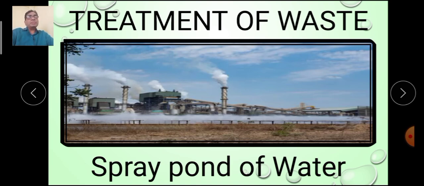This is a spray pond of water. Here, a number of sugar factories are doing this process. Here, hot water is sprayed, this is a hot water spray for cooling purposes. And thus water is purified. Okay. And thus these are the treatments of wastewater.